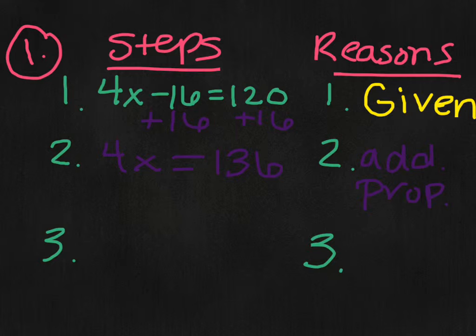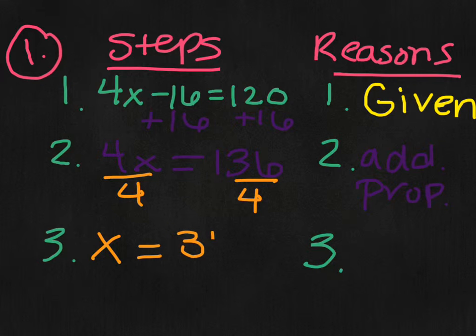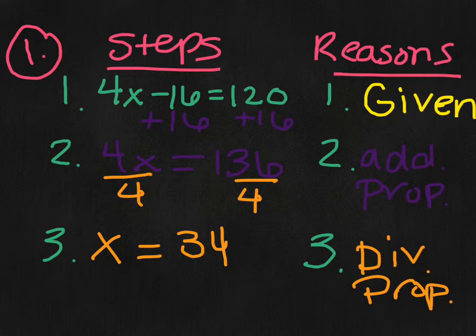And then our next step is we just divide by 4. So we get that x is equal to 34. And our last reason, the reason why we could divide by 4, is just the division property of equality. We just write division prop. There we go, we solved our problem, solved our proof.